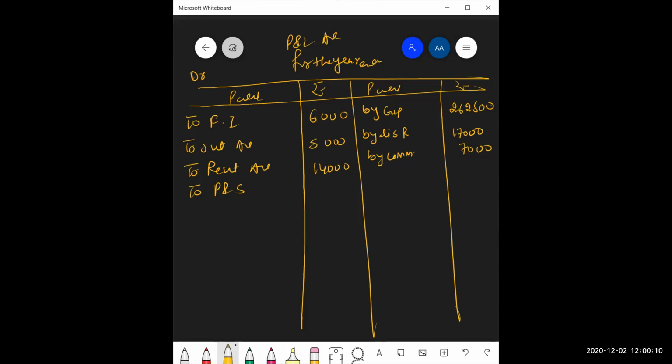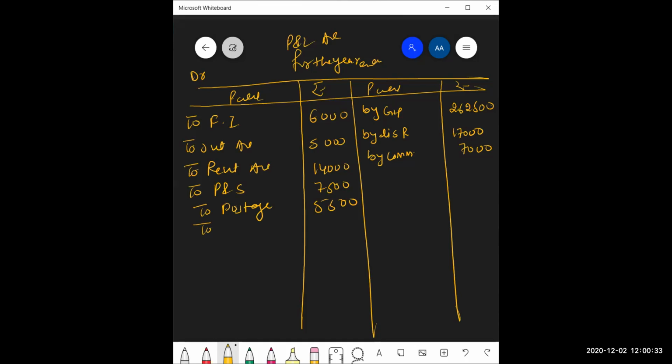Then printing and stationery, you have to just place the items, nothing else. Printing and stationery figures are given in the question. You have to just pick from there and write in the profit and loss account. Expenses will be written on the debit side and all the incomes will be written on the credit side. So to printing and stationery, 7,500. Then postage and courier is there, 5,500.